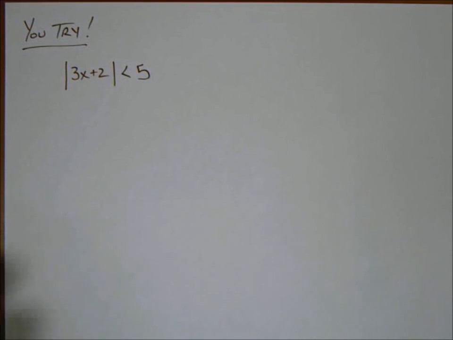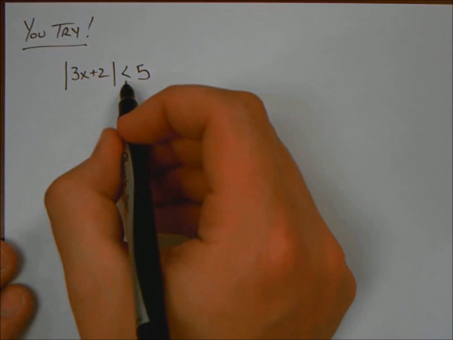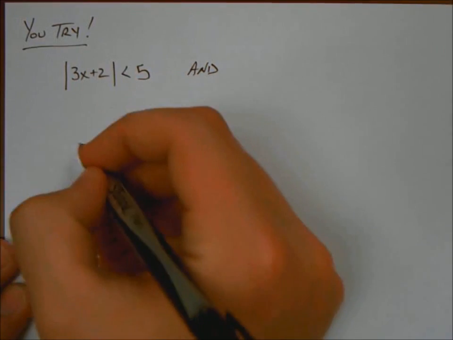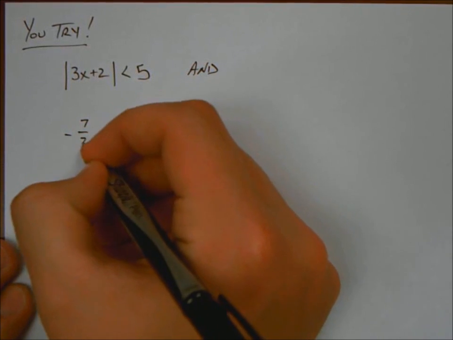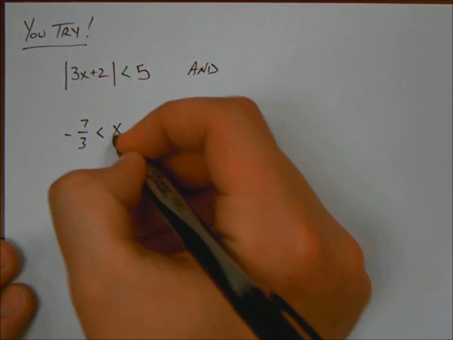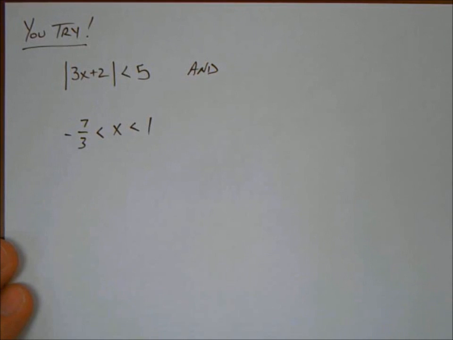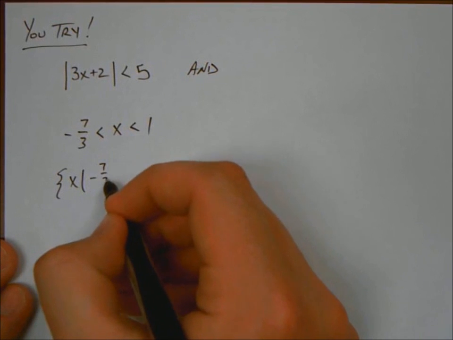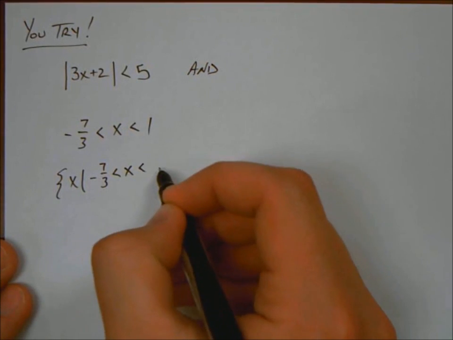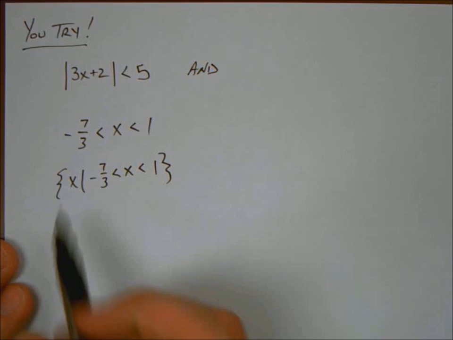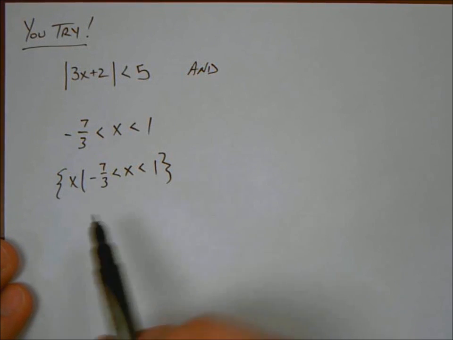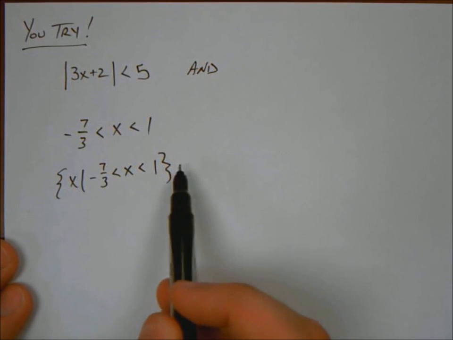All right, the answer that we're looking for, this is a less than, so I know that this will be an and. The interval, or the inequality, is this. Negative 7 over 3 is less than x, is less than 1. As a set, we use set builder notation. Again, it's a squiggly brace, x, a line. Sometimes we use a colon, 2 dots. And then the inequality, and then another squiggly brace to close it.